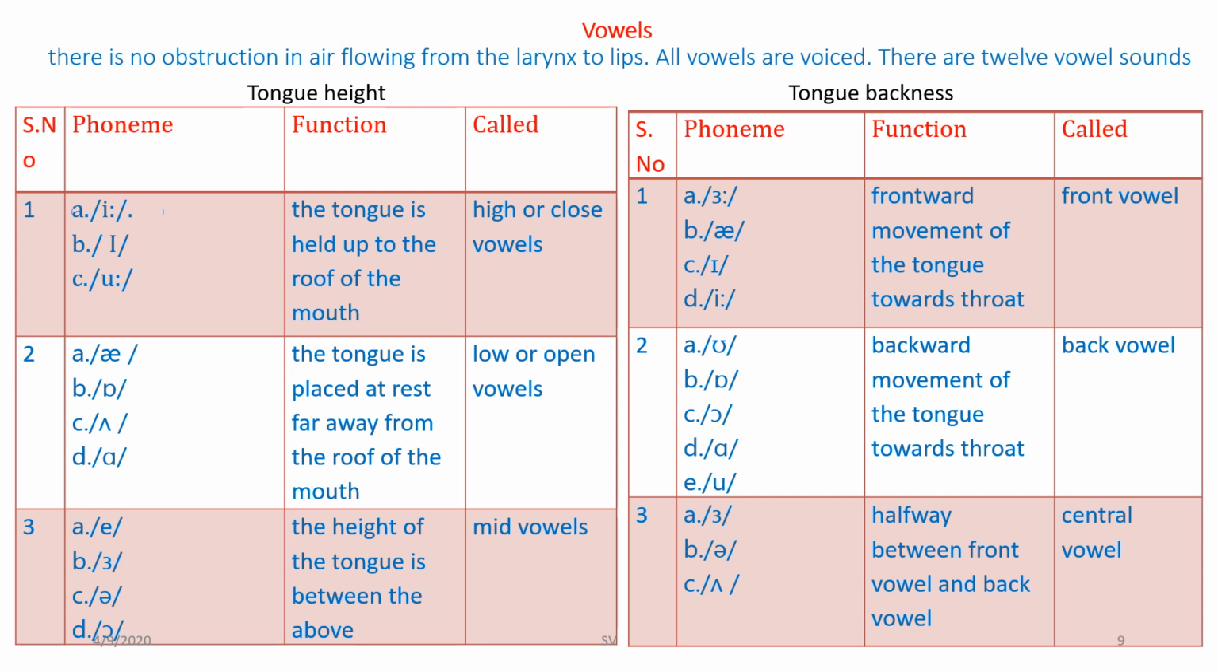Number 2, A is pronounced U, B is pronounced O, C is pronounced O, D is pronounced A, E is pronounced U. The function is backward movement of the tongue towards the throat. It is called back vowel. Number 3, A is pronounced A, B is pronounced A, C is pronounced A. The function is halfway between front vowel and back vowel. It is called central vowel.